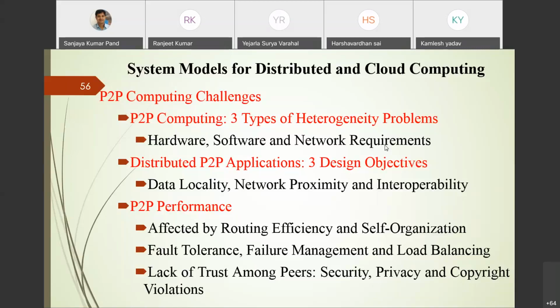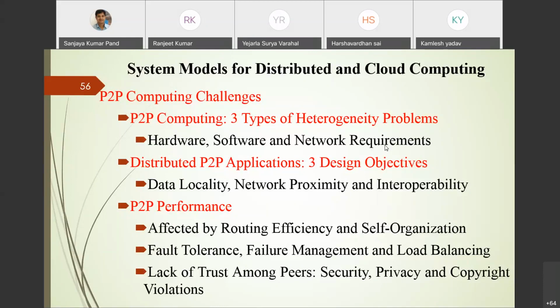If it is unstructured, then routing will not be efficient. If it is structured, then you can achieve routing efficiency because there is a fixed structure. In an unstructured one, anyone can leave and join. So whenever you are establishing a particular structure, what will happen? One computer may join, one computer may leave. So that is the problem.